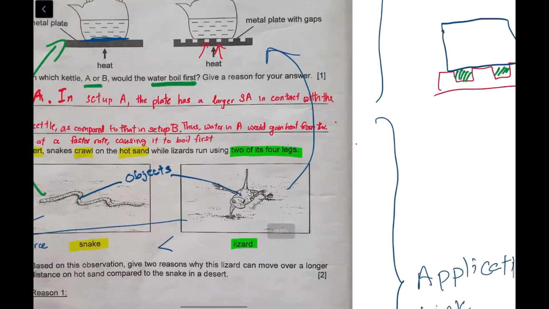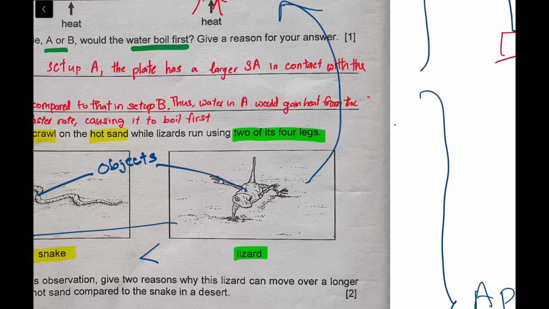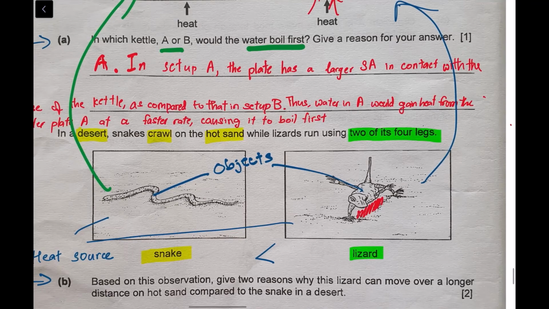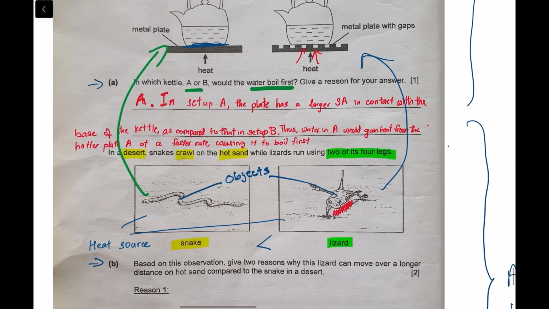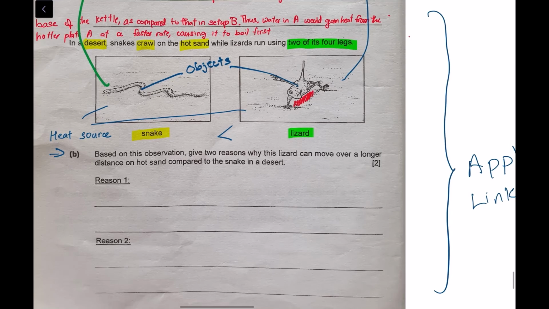So over here this lizard is raised above the ground, so there's some pocket of air between its body and the hot surface, whereas a snake is directly touching the ground. There's no air pocket between its body and the hot ground. So the second reason would be that this pocket of air between the lizard's body and the hot surface reduces the rate of heat transfer from the hotter sand to the cooler underbelly of the lizard, preventing its body from getting burnt, allowing it to move over longer distances.